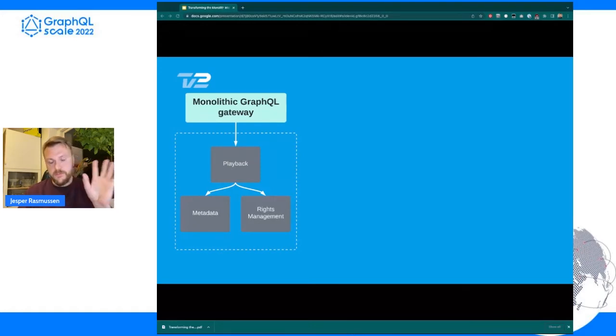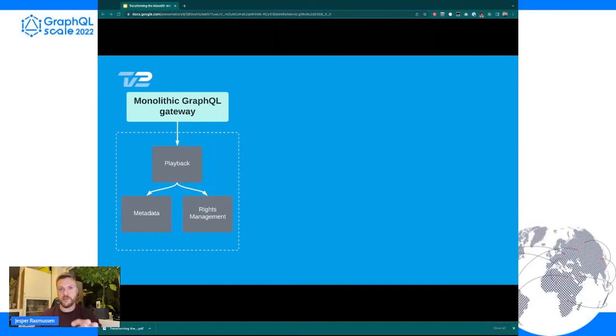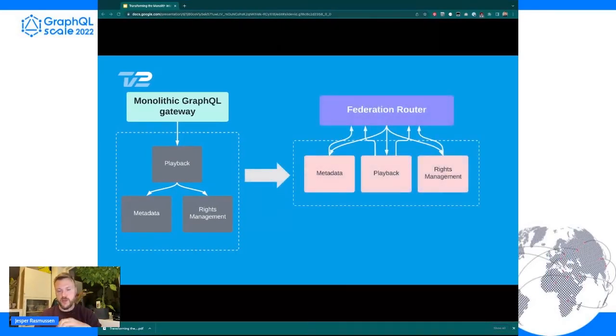Now, in the process of moving to a federated setup, we were considering some different options on how to transition this service, or transitioning the actual context of doing playbacks. So the first thing that we actually tried doing was this: transitioning every single one of these three services into being pure GraphQL subgraphs, or services that expose a GraphQL schema. And that was the first thing that we tried.